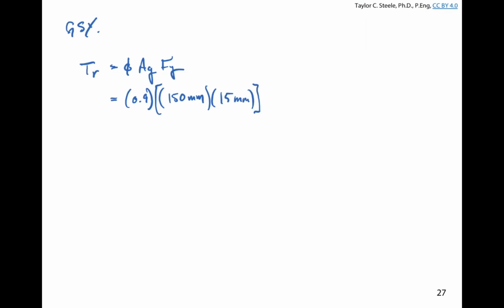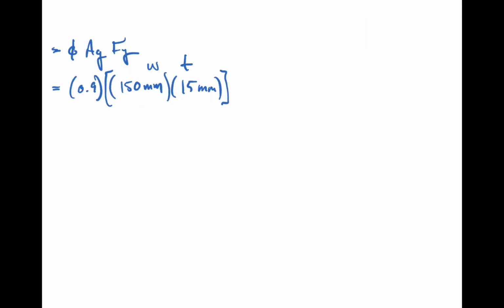So for gross section yielding, I'll just call it GSY. The tensile resistance is phi AG FY. Phi for gross section yielding is 0.9. AG, did anyone calculate a value of AG? Can anyone tell me how to calculate a value of AG for this? Yeah, the WT, width of the plate times thickness of the plate, right? The width of the plate is 150 millimeters. Thickness of the plate is 50 millimeters. That's WT, gross section area for this plate.